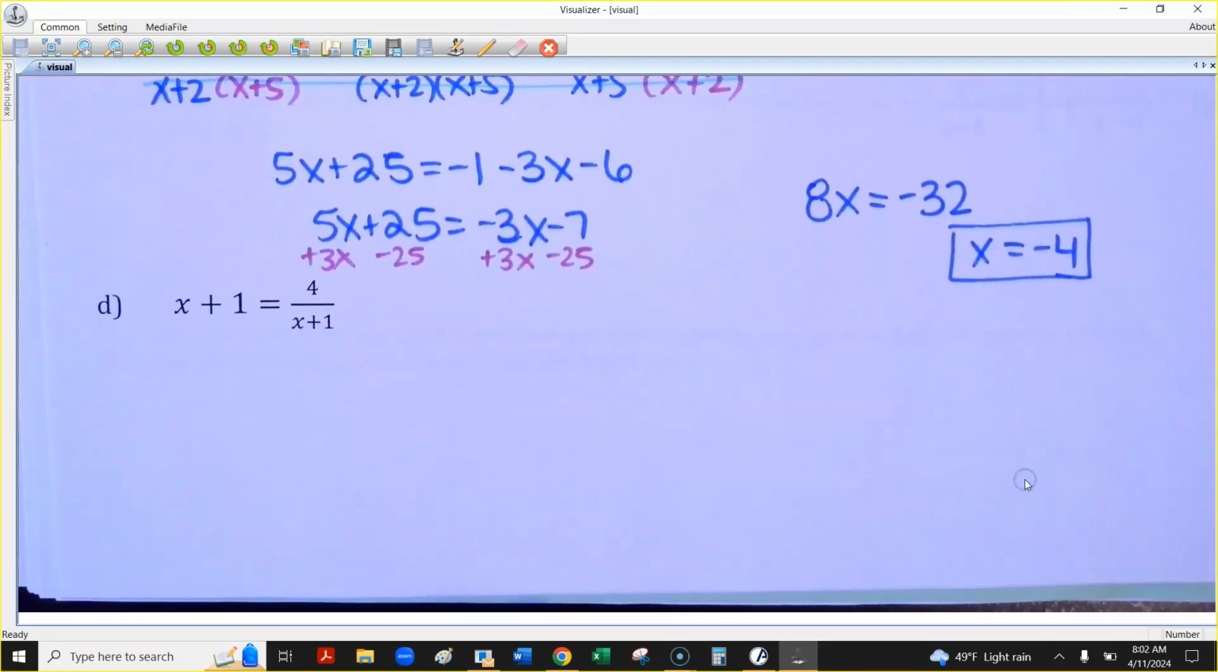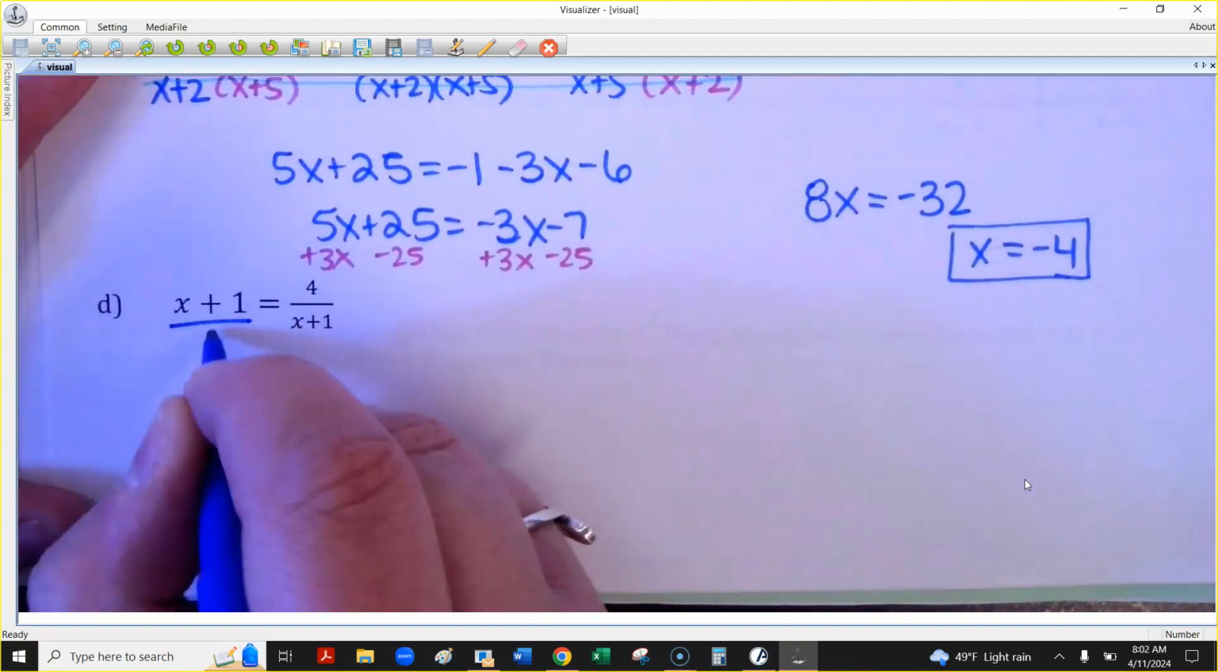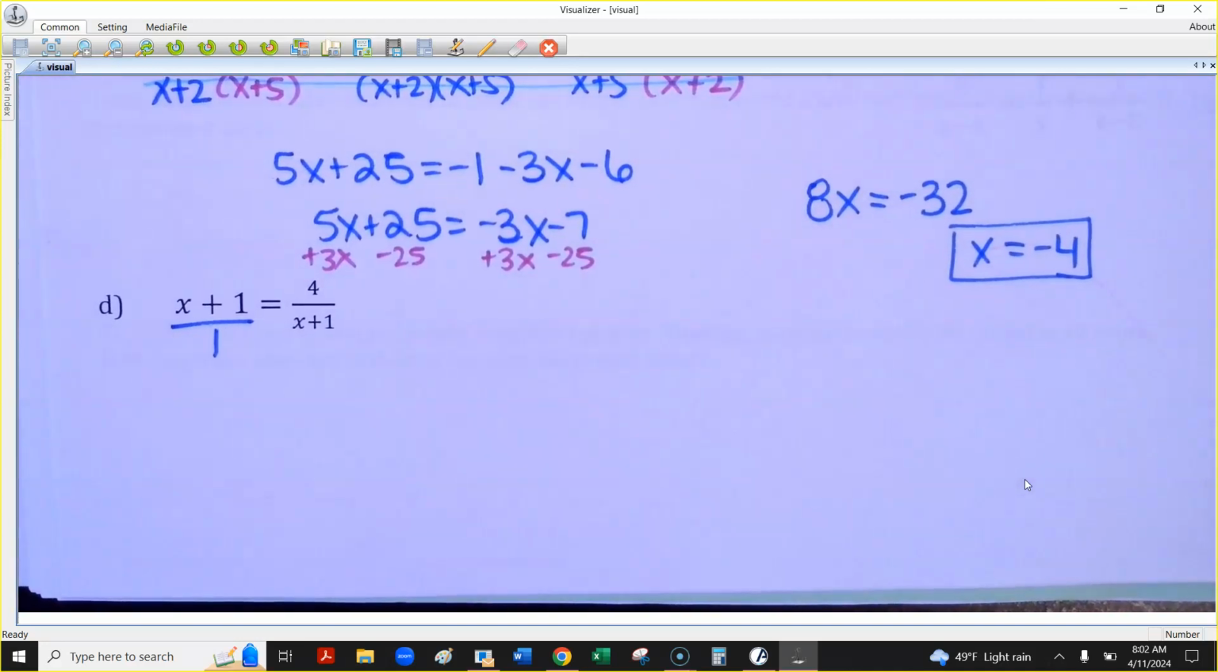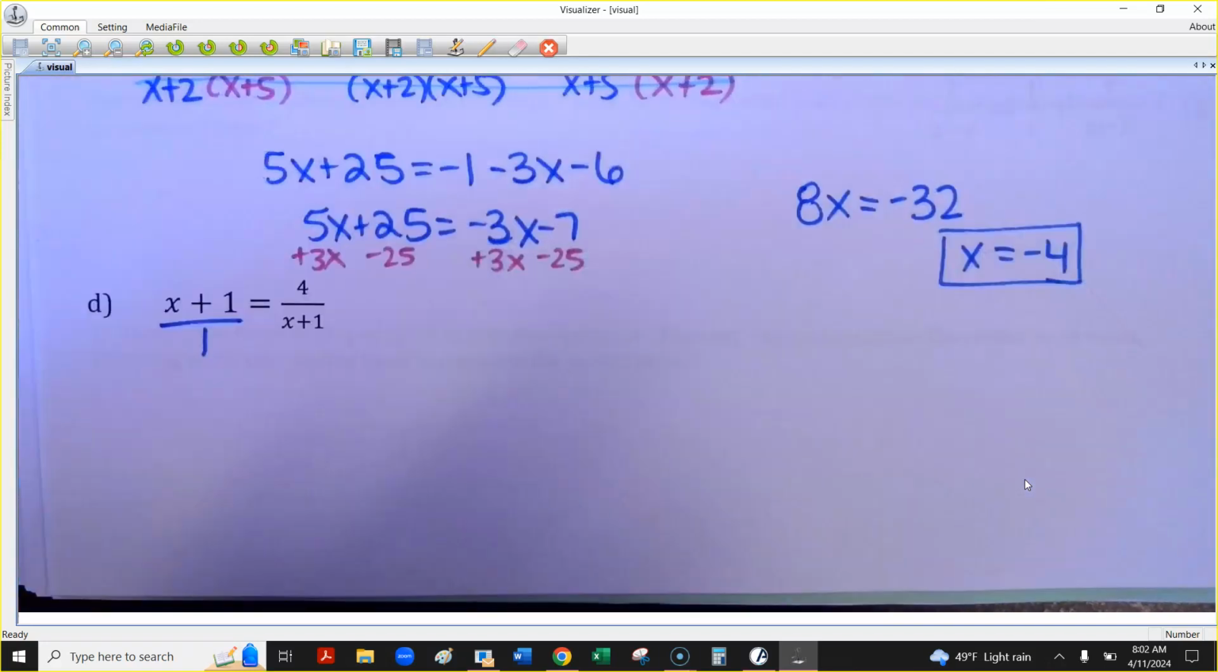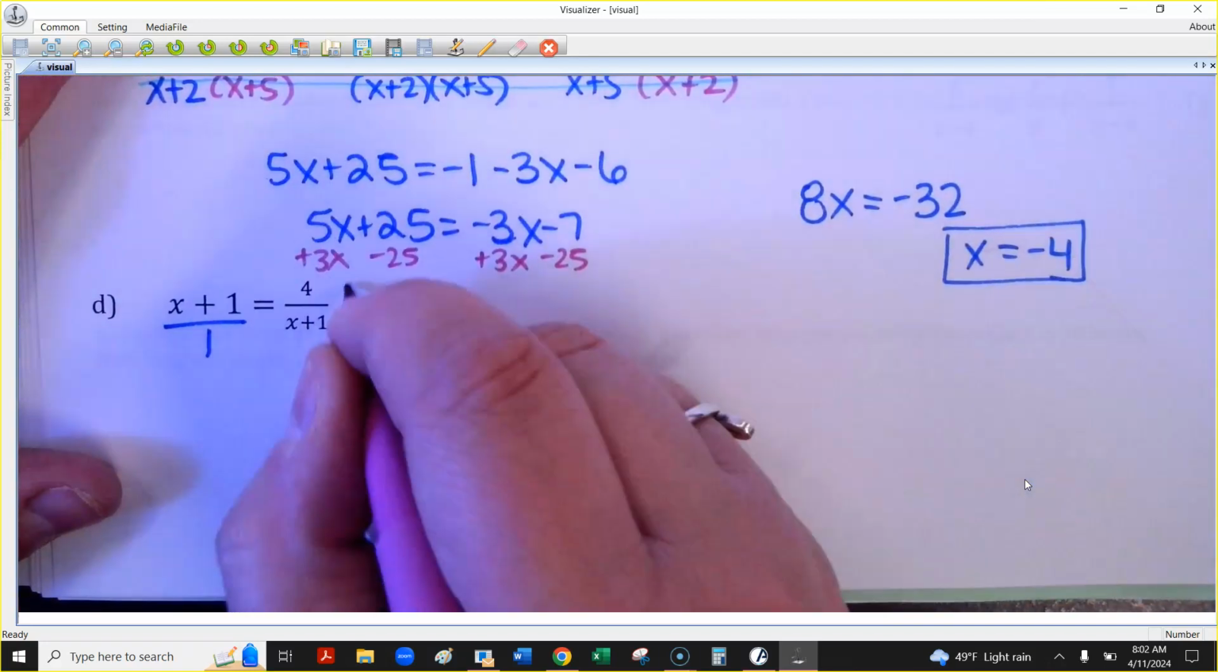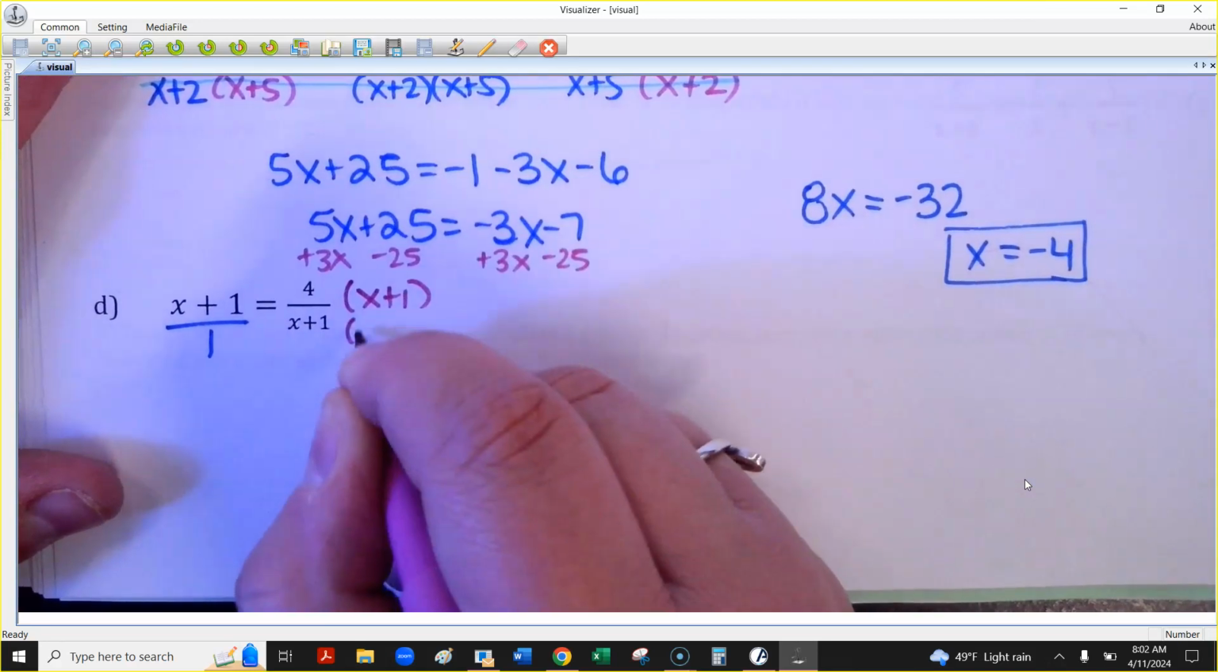Now, let's do one more. This one's kind of weird. I don't even have a fraction on the left side. There's different ways you could do this. You can literally just multiply both sides by x plus 1 because you get that out of the denominator. I just like to think about it as getting a common denominator. So all I'm going to do here is not do it on this side at all.